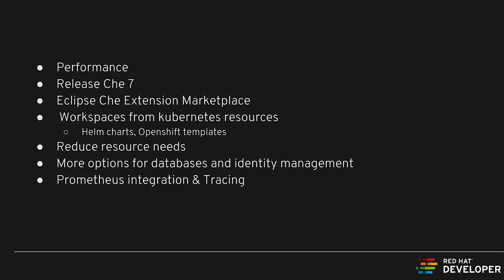The next step, which will probably start to happen after the Che 7 release, is we are starting to trim down the resource needs for Che. One idea, for instance, is to pool the language servers so that we don't instantiate one language server per workspace, but rather use one instance of a language server for multiple workspaces. And then there are a few ideas that are even more crazy that we need to work on. More options for databases and identity management, they are coming. At least we need to get the correct documentation in place. And of course, there will be some integration coming in with tracing, like the Jaeger-based tracing, that's underway, and Prometheus integrations for metrics from servers and workspaces.